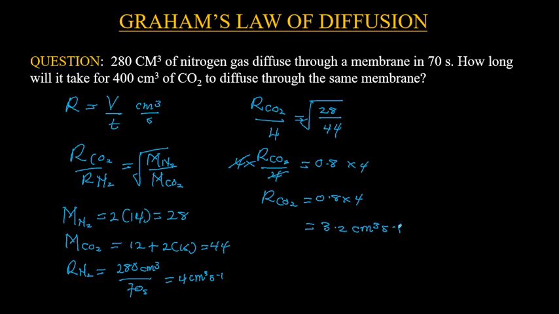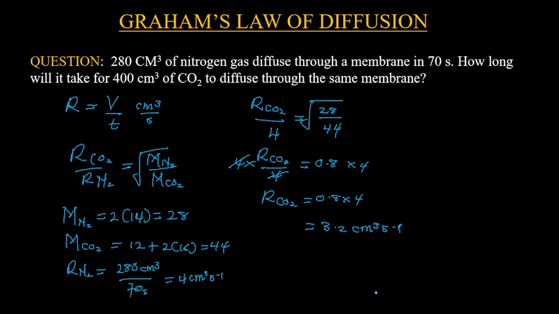Sorry, 3.2 cm cube per second. So that's going to be the rate of diffusion of carbon dioxide. Okay, so now that we know the rate of diffusion, what we have to do now is to go ahead and find how long it will take for this 400 cm cube of carbon dioxide to diffuse completely.